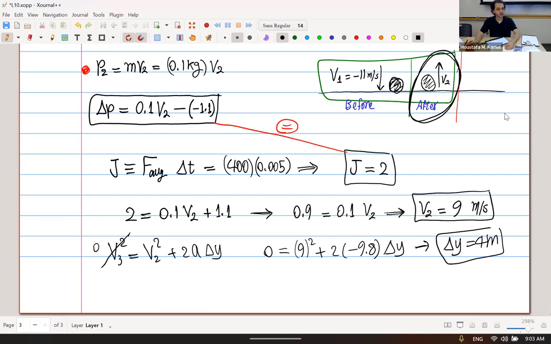Any questions about impulse and momentum? Because I will move on to conservation of momentum now. Any questions before I move on? Okay.